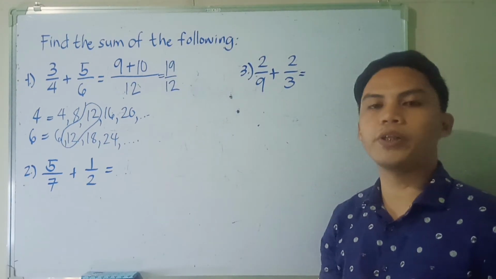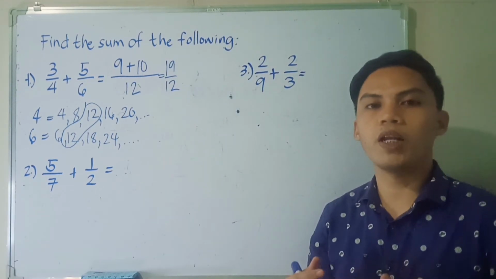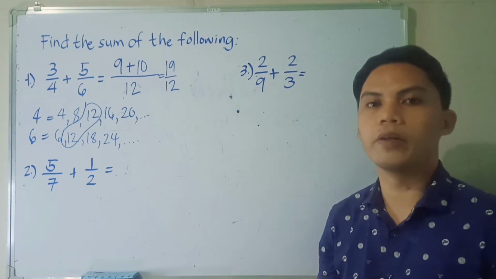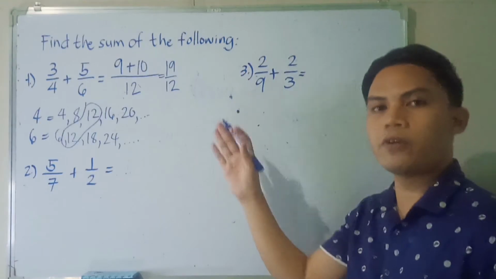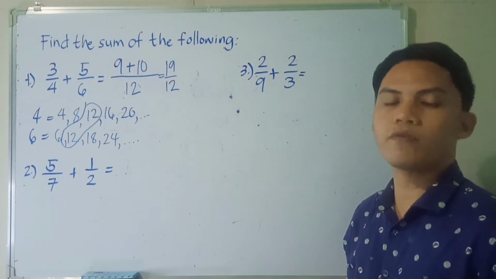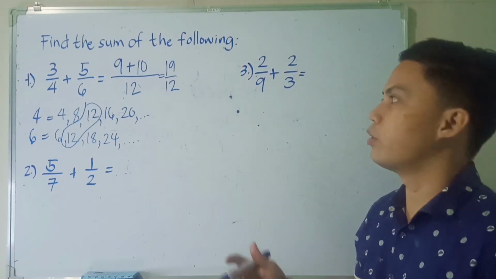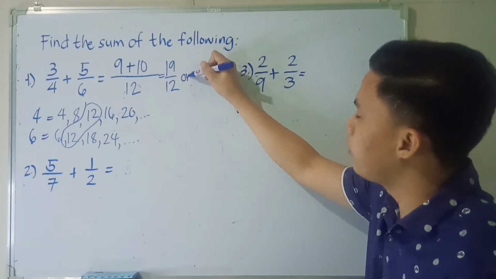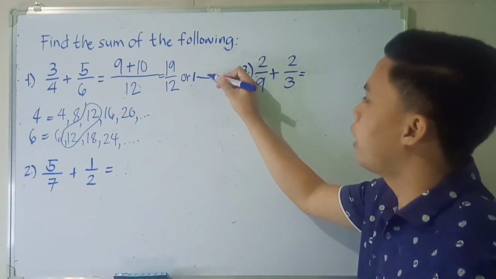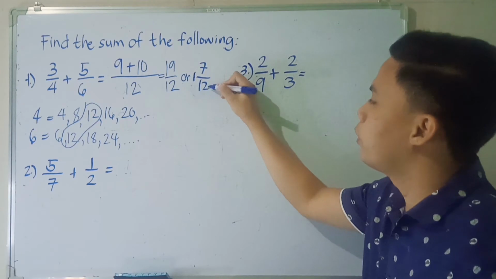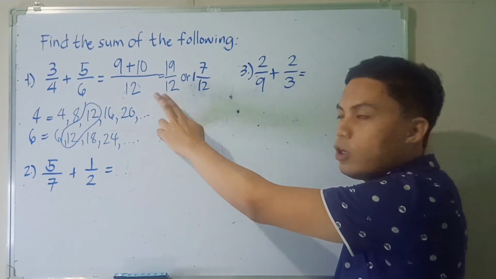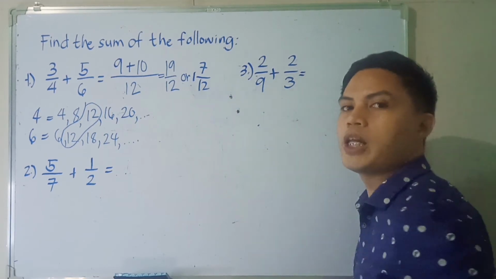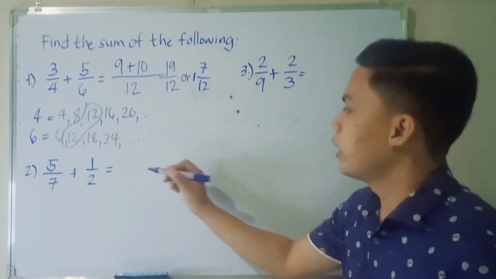Now, we cannot simplify further 19 over 12 kasi wala na silang common factor except 1. But this is an improper fraction. Although this is already a correct answer, we can still transform this one into a mixed fraction. So, yung mixed fraction niya, it could be 1 and 7 over 12. So, you can have the improper fraction as your answer or pwede rin yung mixed fraction as your final answer.